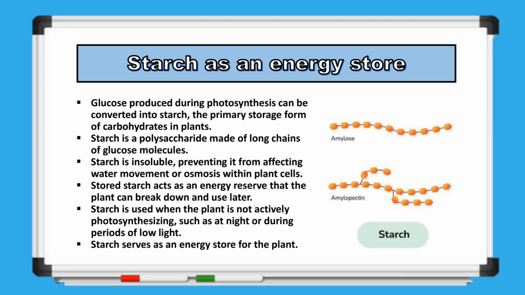An important feature of starch is that it's insoluble, so it doesn't dissolve in water. This is crucial because it doesn't disturb the water balance inside plant cells, unlike soluble sugars might. Starch acts as an energy reserve that the plant can rely on when light is limited, such as at night or on cloudy days when photosynthesis slows down. In short, starch allows the plant to store energy efficiently and access it later when it's needed most.